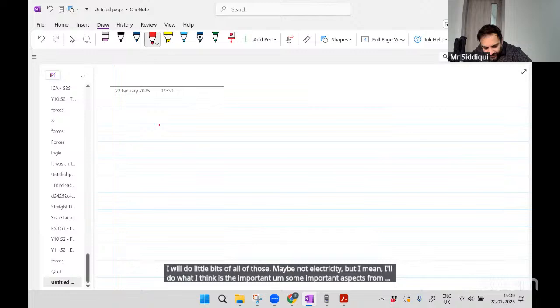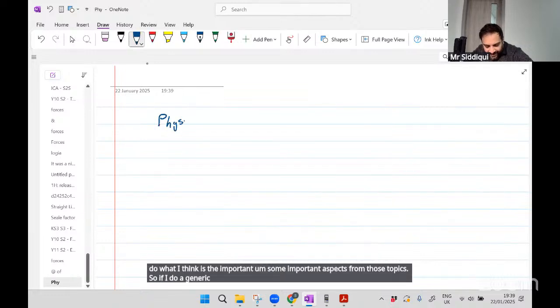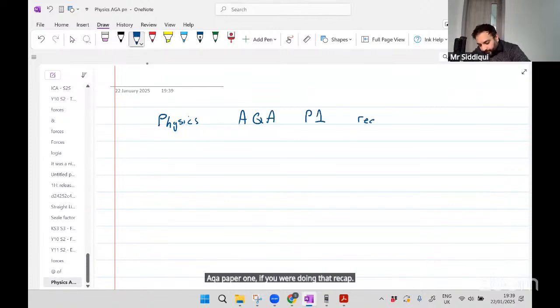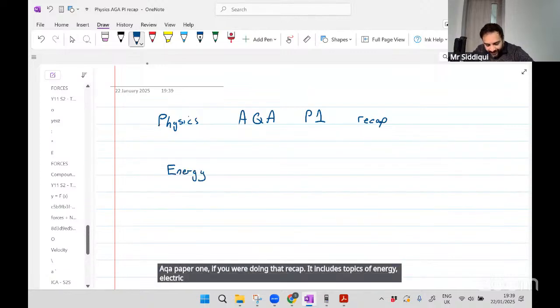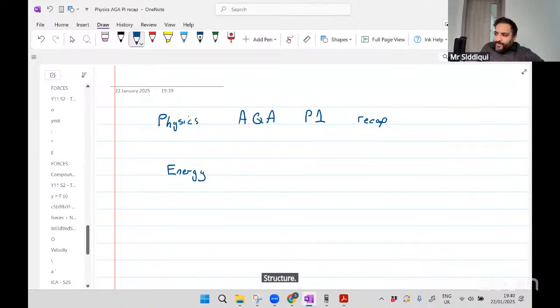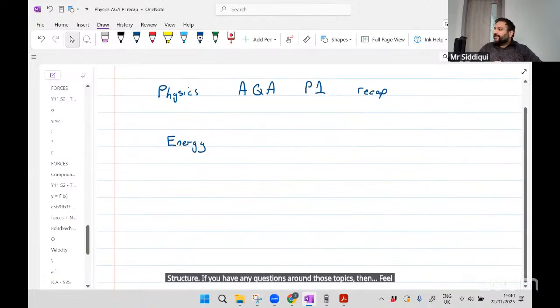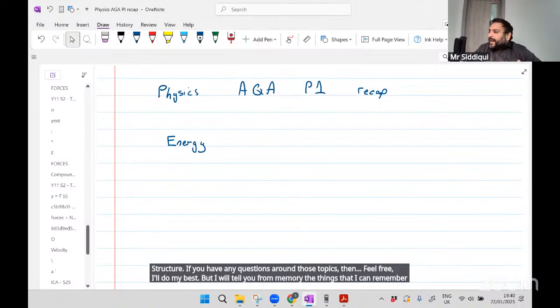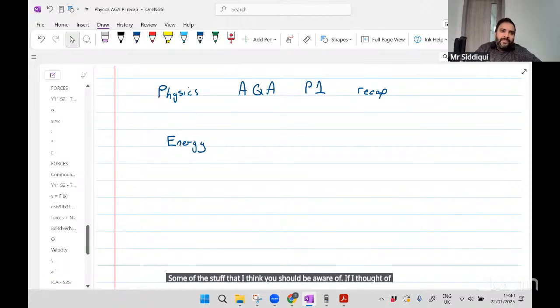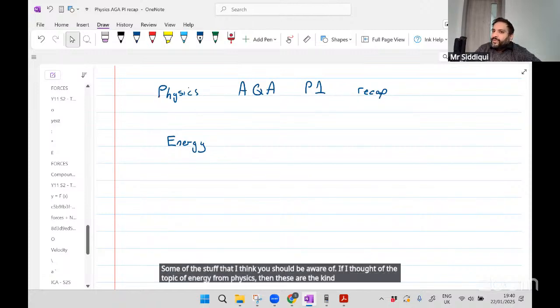So if you were doing a generic GCSE physics AQA paper one recap, it includes topics of energy, electricity, particle theory, and atomic structure. If you have any questions around those topics, then feel free. I'll do my best, but I will tell you from memory the things that I can remember. And bear in mind, this applies to every exam board, whichever one you're doing. If I thought of the topic of energy from physics, these are the kind of things that I would make sure I'm able to do.